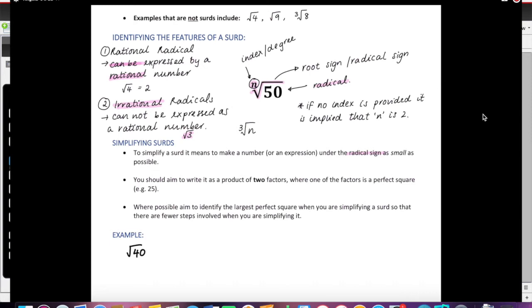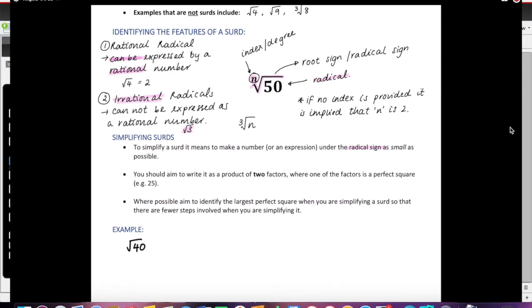These are just some of the numbers we suggest using when you are trying to simplify a surd. And where possible, aim to identify the largest perfect square possible when you are simplifying a surd, so that there are fewer steps for you when you are going to simplify it.